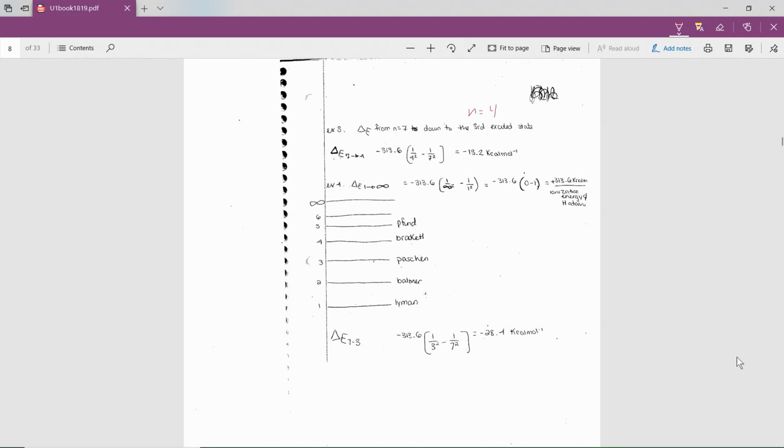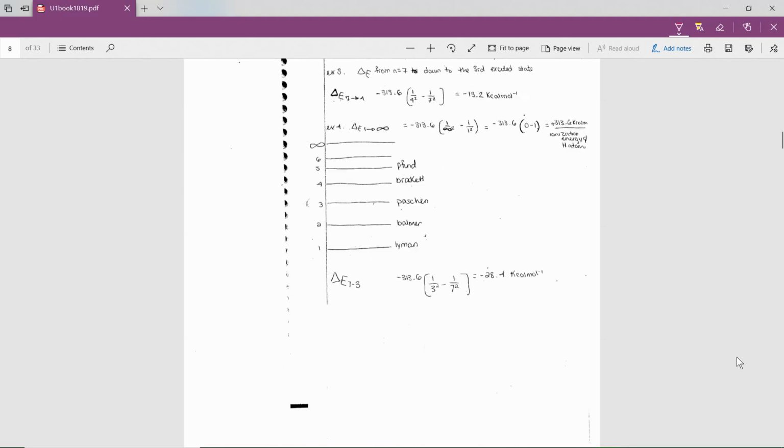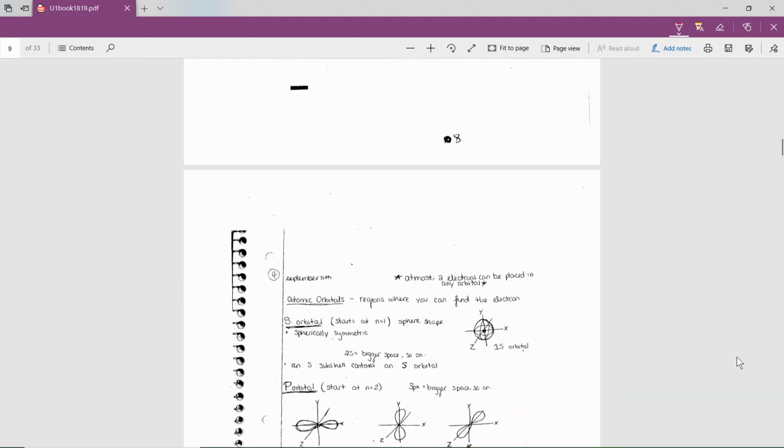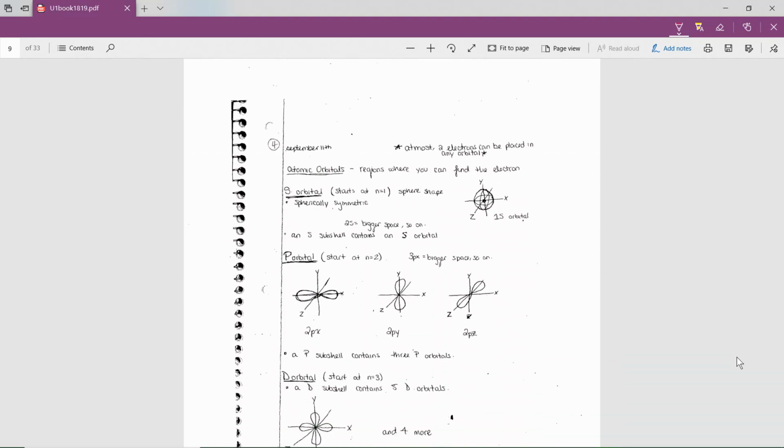And from 1 to infinity, then you put in 313.6. Okay, so that's transitions, and that's good for the second. Short, but there it is. Next one, we'll talk about atomic orbitals.